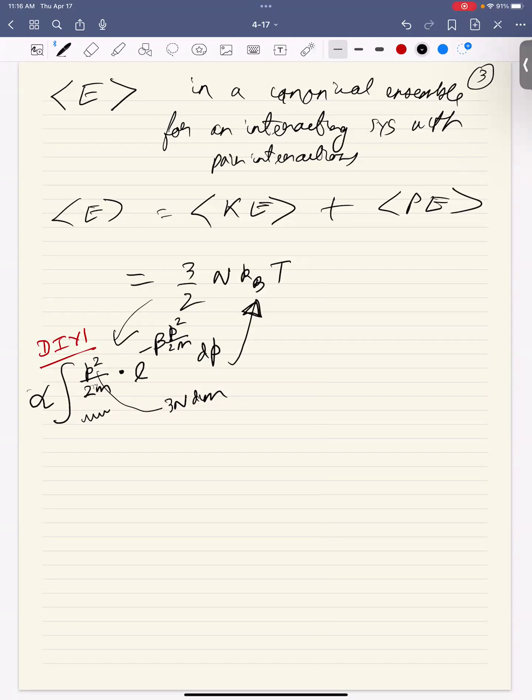Okay, so please do this yourself and convince yourself that the algebra works out. Otherwise, equipartition is always there. Every degree of freedom gives you half kT and things like that. So that's the average kinetic energy. The average potential energy is the average value of U, the many body potential that we are working with. That's what we need to calculate.